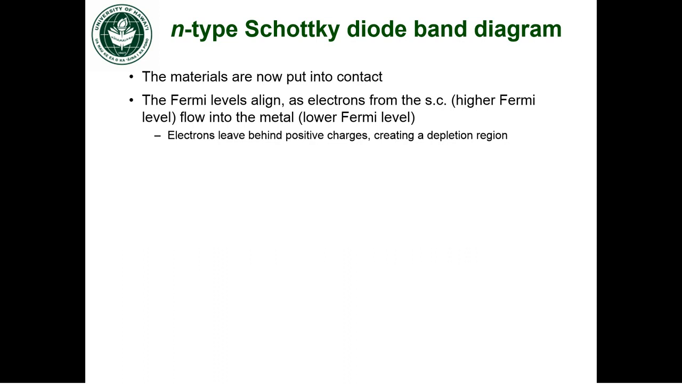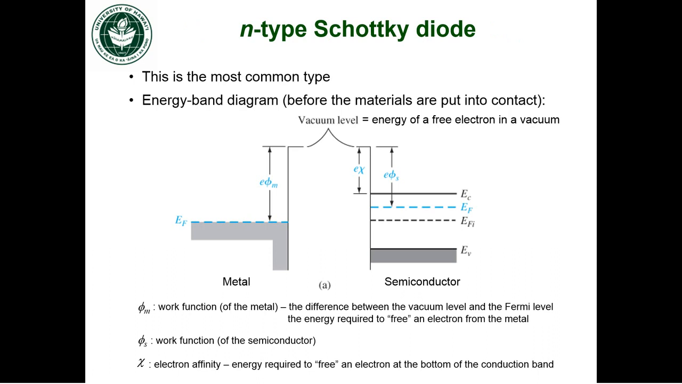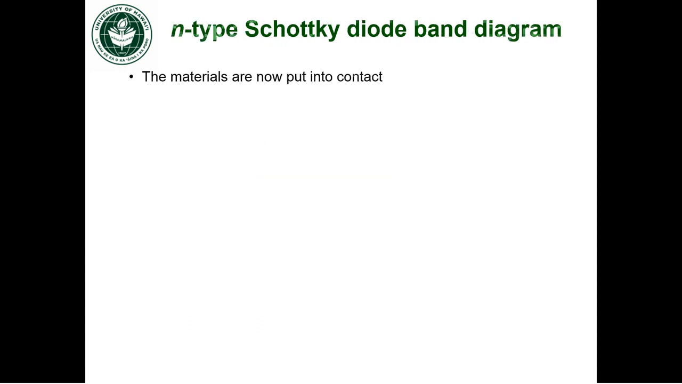But how does this happen? Because if you remember, let's go back to the previous slide, the Fermi level in the semiconductor is a little bit higher than the Fermi level in the metal. And so we want these Fermi levels to now align when we put them into contact. So that means I'm going to have some electrons going from the semiconductor side into the metal side to try to even out those Fermi levels.